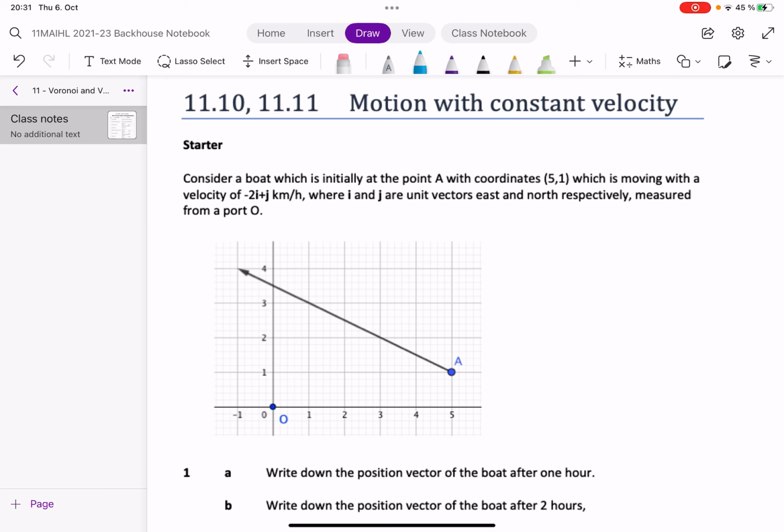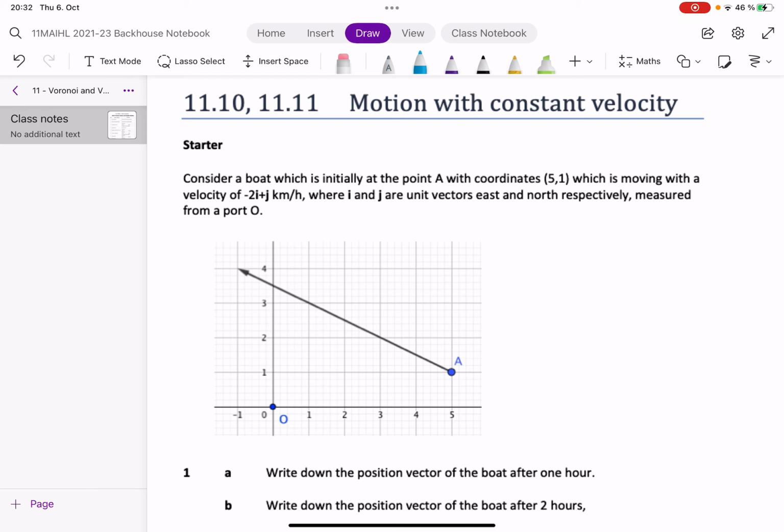So last lesson we were looking at equations of lines using vectors. Today we're going to be looking at motion, but there's going to be some crossover between the two. So we're starting with this. Consider a boat which is initially at the point A with coordinates 5, 1, which is moving with a velocity of -2i plus j kilometers per hour. And just conventionally, i is the unit vector east and j is north, and this is measured from a port which is at the origin.